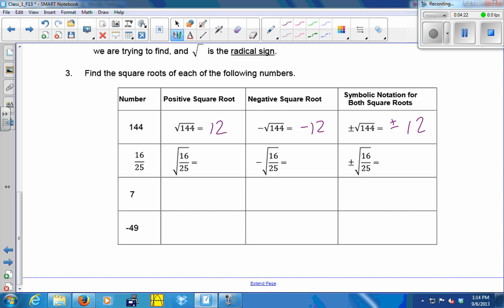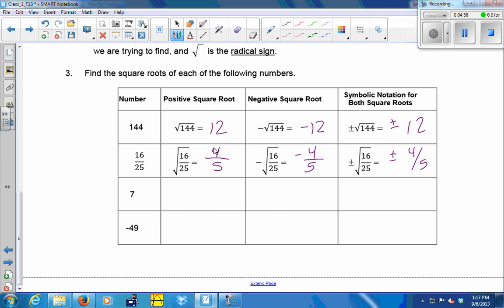All right, I would like for you guys to work through and discuss the next 3. Okay, so let's go through this. What's the positive square root of 16/25? 4/5, very good. So you all remembered that when you take the square root of a fraction, you take the square root of both the top and the bottom. What's the negative square root of 16/25? Negative 4/5. And if I was going to write that symbolically, it's plus or minus 4/5.